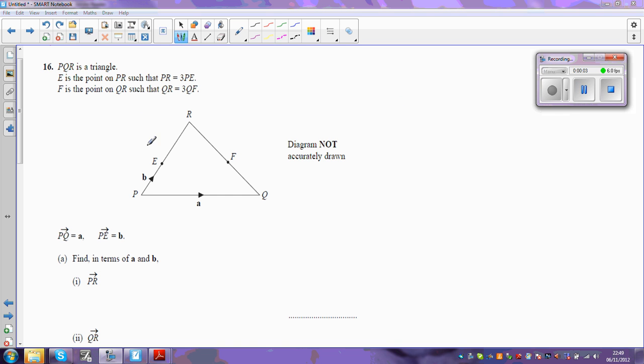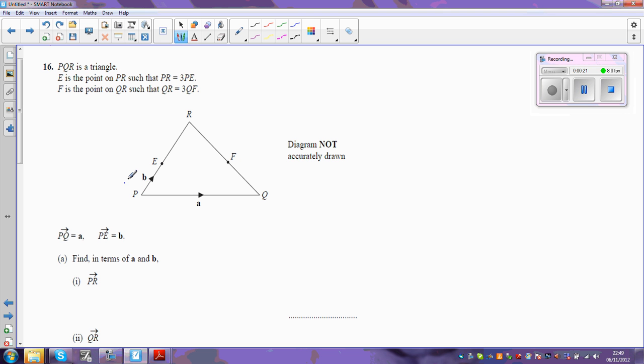Okay, we've got a vectors question here. So we've got a triangle, and the triangle is called PQR, and you're told that E is the point on PR, there's E, so that PR is 3PE. So the distance from there to there is 3 times the distance from there to there.